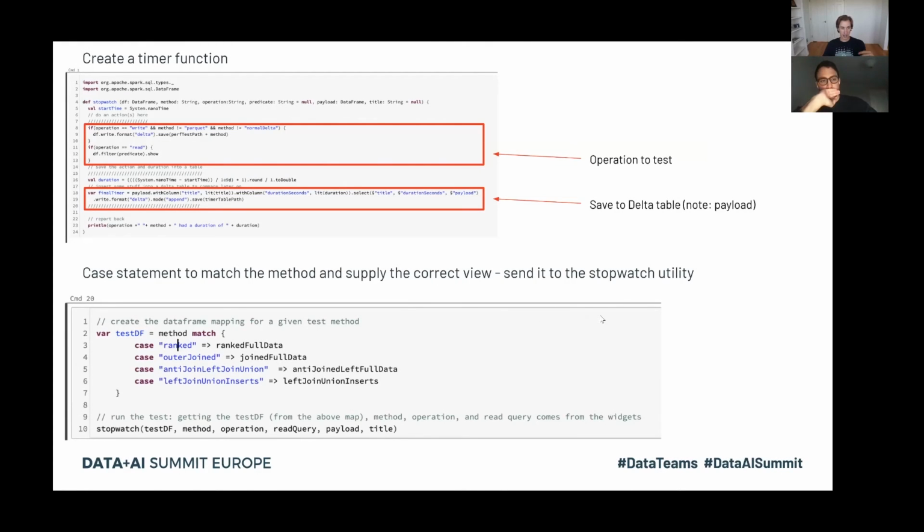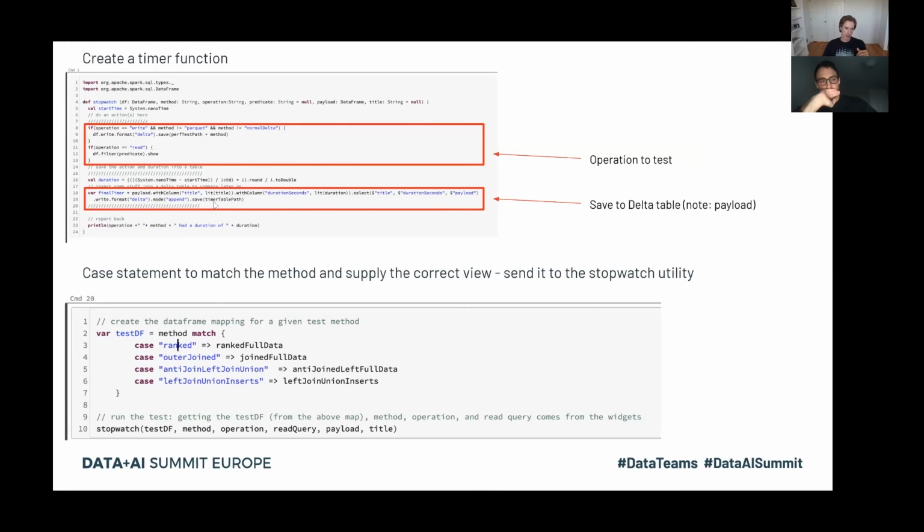And now we have a timer function. The timer function is going to look at what method, if we're trying to do a read, what are we going to read? We're going to read based on a given predicate, and we're going to do a dot show to make it happen. Finally, we want to save this data along with the payload that I was talking about to this timer table path.